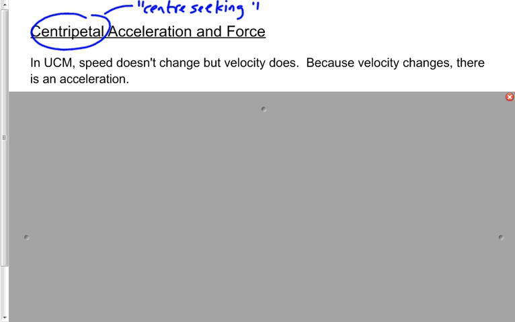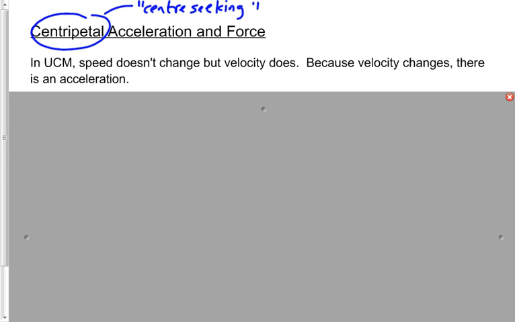There is an acceleration. And oddly, that acceleration is actually directed toward the center of the circle. Well, that doesn't make sense, does it? How can the acceleration be toward the center of the circle? It's not even moving toward the center of the circle. How can the acceleration be toward the center?